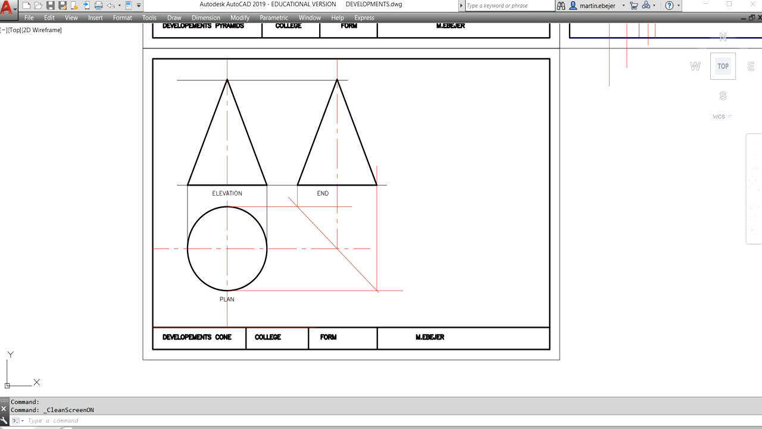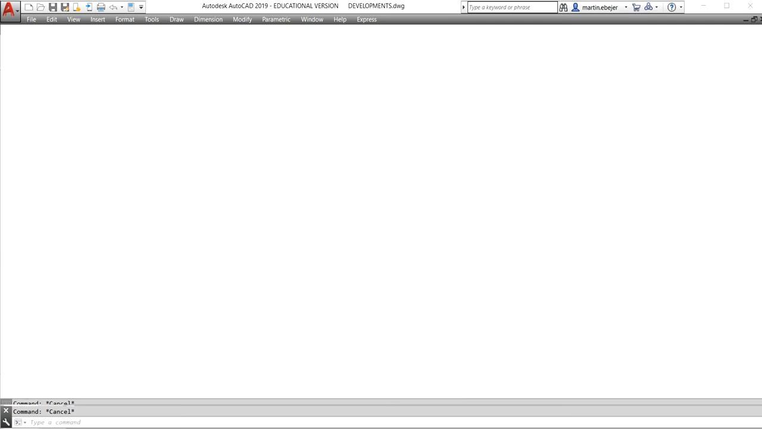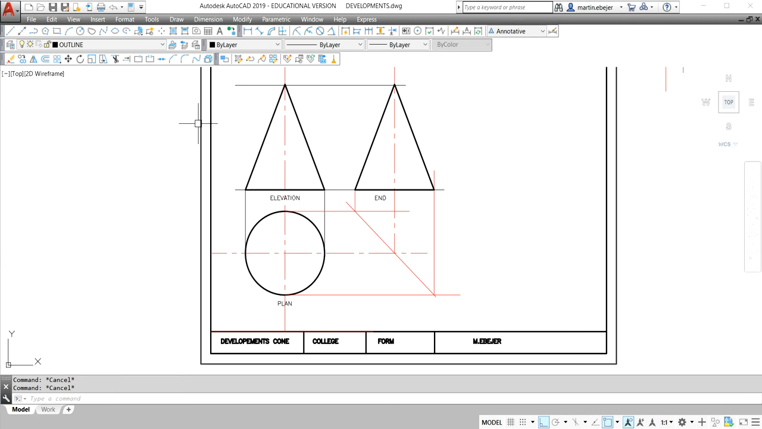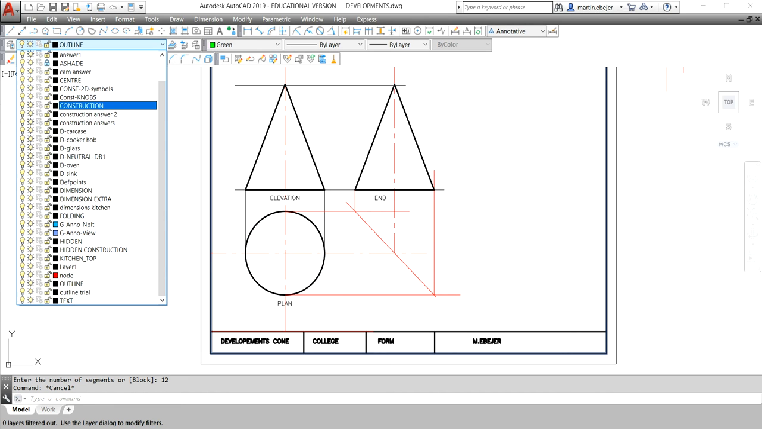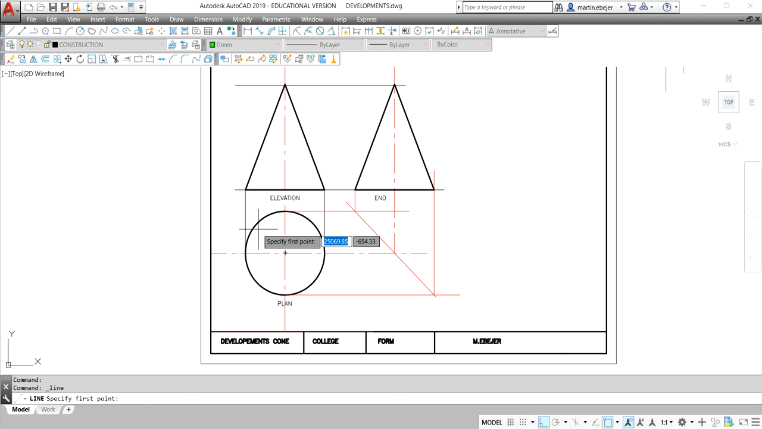Okay, we're going to continue this cone. Before we do the development, we're going to divide the circle, the plan, into 12. Usually that is the procedure to tackle a cone. To divide it into 12, you have to use the set square of the 30 and 60 degrees.